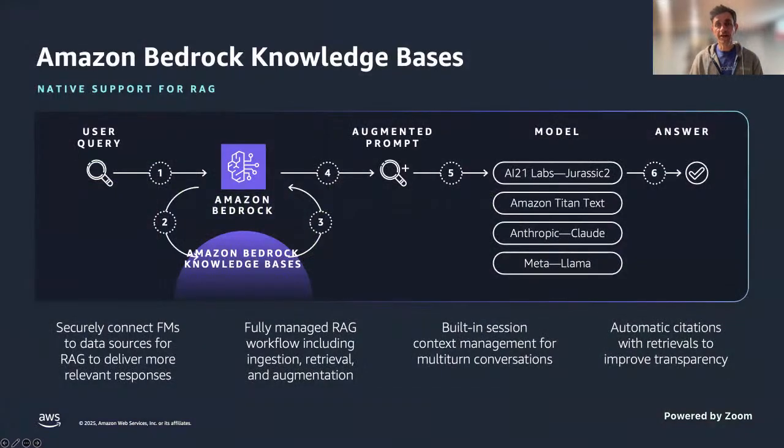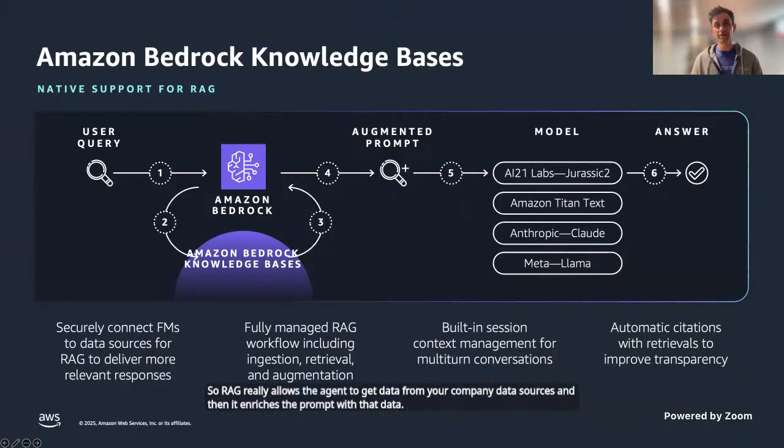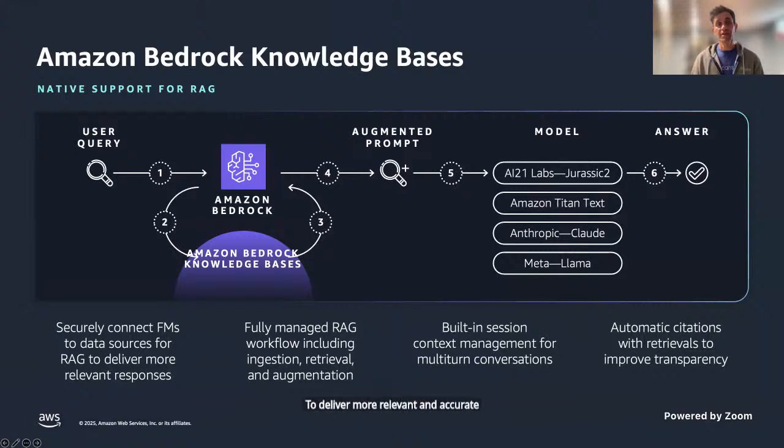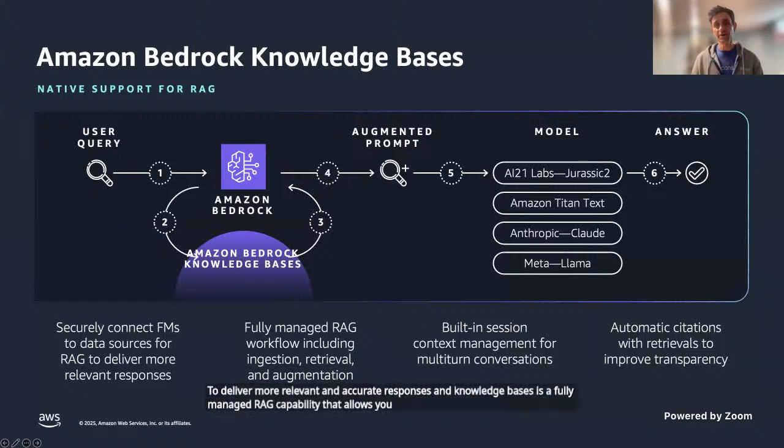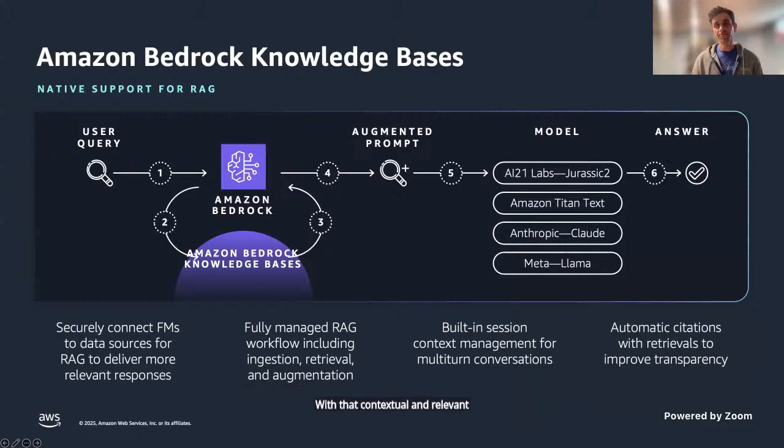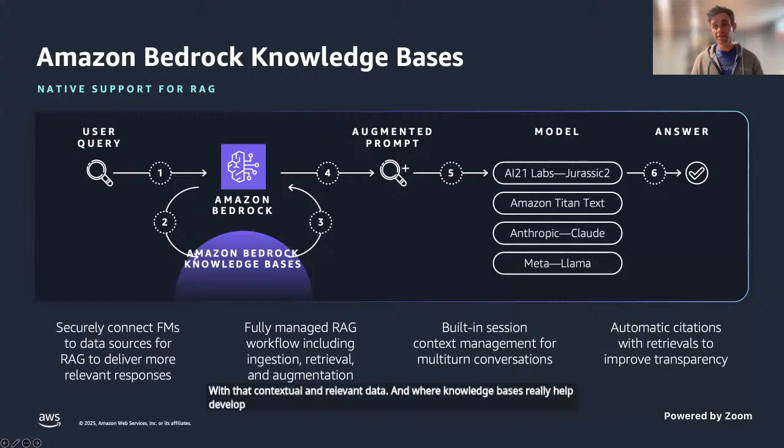So RAG really allows the agent to get data from your company data sources, and then it enriches the prompt with that data to deliver more relevant and accurate responses. And Knowledge Bases is a fully managed RAG capability that allows you to customize your foundation model responses with that contextual and relevant data. Where Knowledge Bases really helps developers is it automates the entire end-to-end RAG workflow. So this includes data ingestion, data retrieval, and augmenting the prompt.